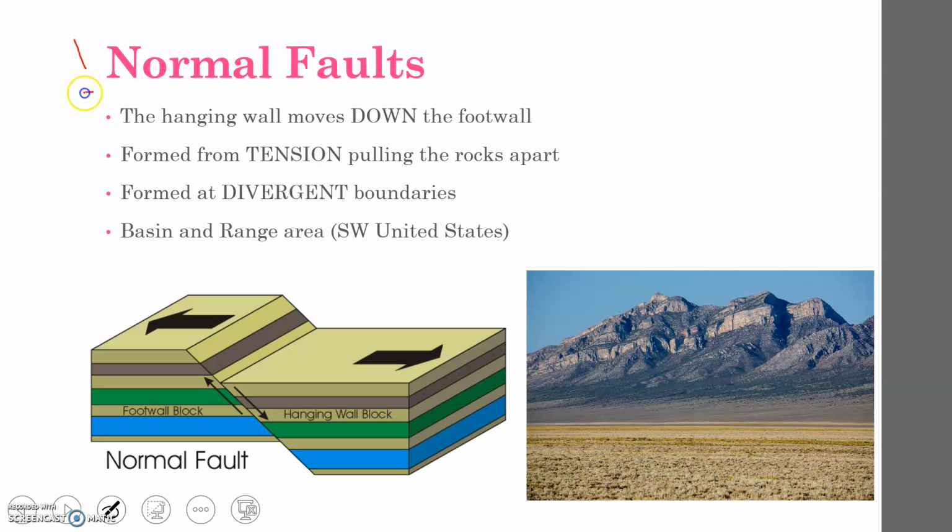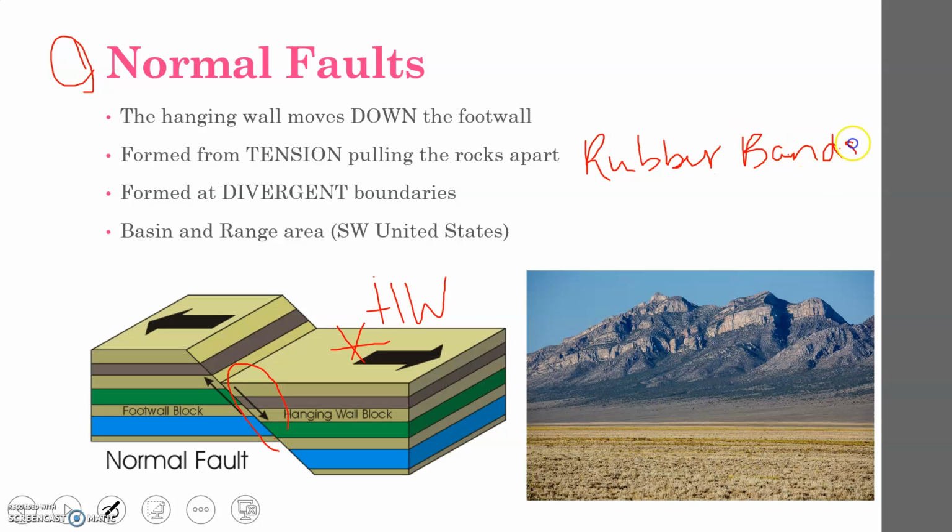This is the first fault, okay? This is a normal fault. In a normal fault, the hanging wall, which is here, this is the hanging wall, is going to move down the footwall. See how the fault slides down? And it's formed from tension. Again, this is going to be like rubber bands. When it pulls apart, the fault is going to move. And this is formed at divergent boundaries. Normal faults are divergent boundaries. You can see that here our arrows are pulling it apart. This is an example.